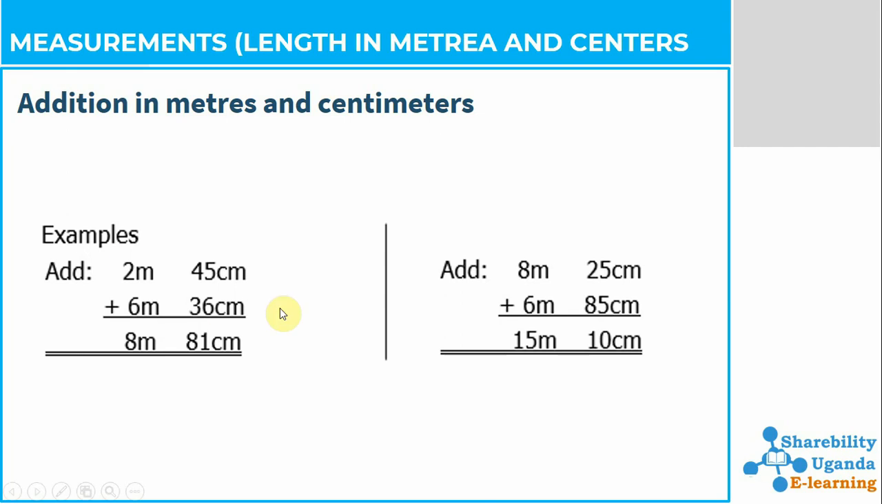So now here we shall be able to add our 45 centimeters and 36 centimeters, and 2 meters and 6 meters. Here we start adding normally as we add other values. Now what is 5 plus 6? Who has an answer? The answer is 11.